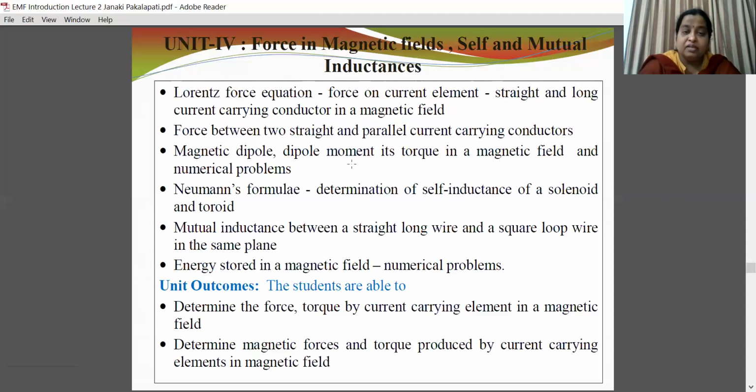If you consider two circuits, what is the mutual inductance between them? Circuits like a straight long wire and a square loop are also calculated in this chapter. We also find the energy stored in the magnetic field, and to some extent a few numerical problems will be discussed on all the concepts in this chapter. Then what are the unit outcomes? The outcomes are to determine the force and torque on a current carrying element in the magnetic field. Students will be able to determine magnetic forces and torque produced by current carrying elements in the magnetic field.